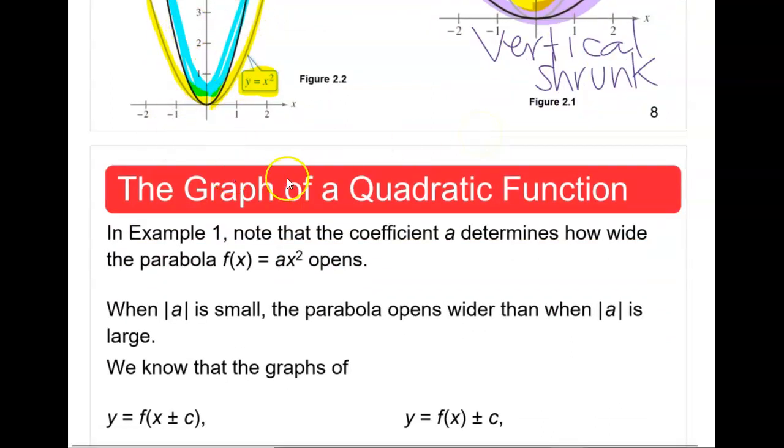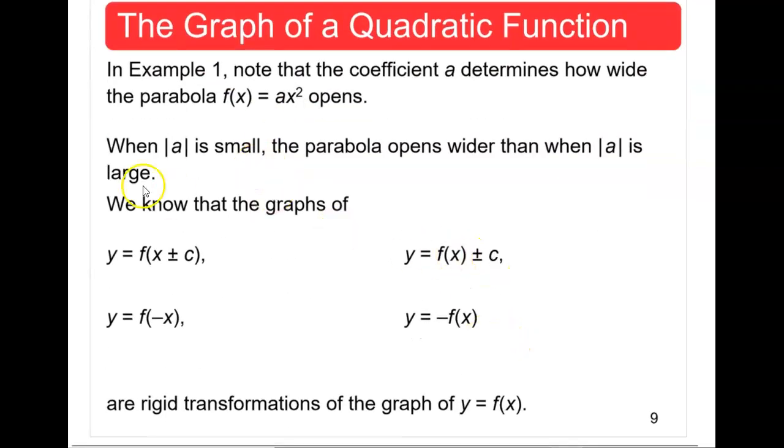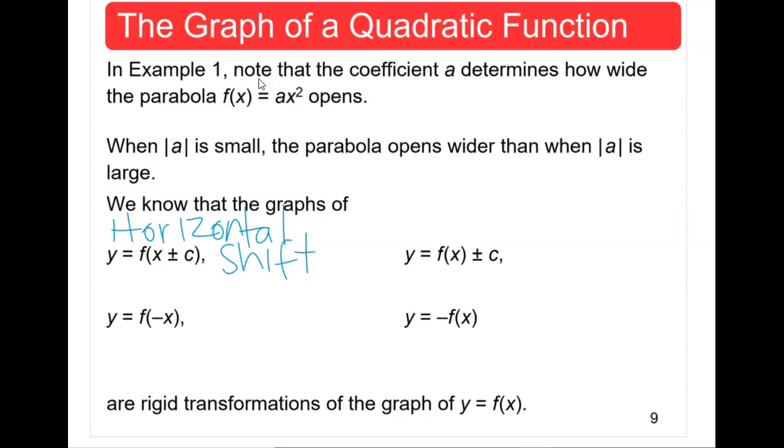Okay, so this is a summary of the transformations. We cover this in section 1.6, and the very first is the horizontal shift. And remember, that is counterintuitive. So if you see a plus c, it is moving to the left, minus c is moving to the right. Then we do have the vertical shift, and that one is self-explanatory. If you have a plus a constant, it moves up, minus a constant, it moves down.